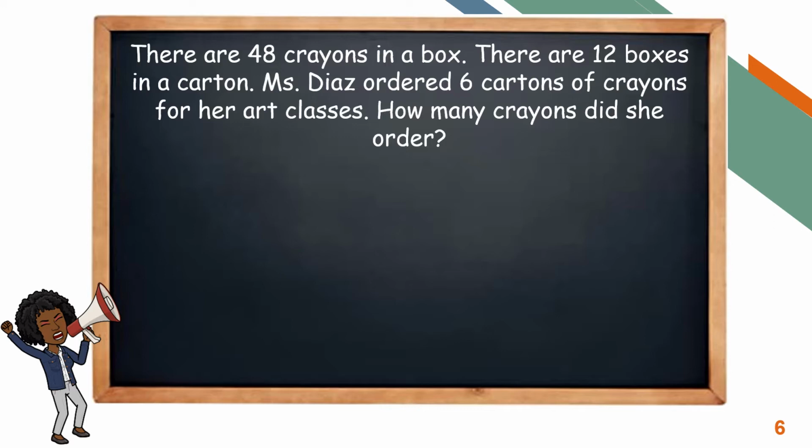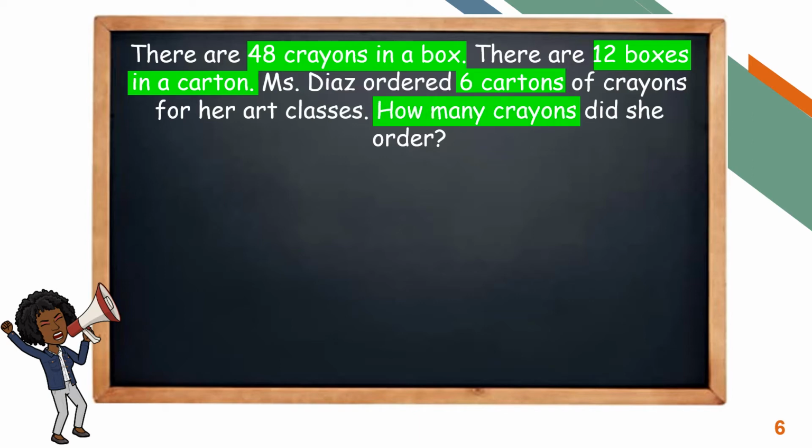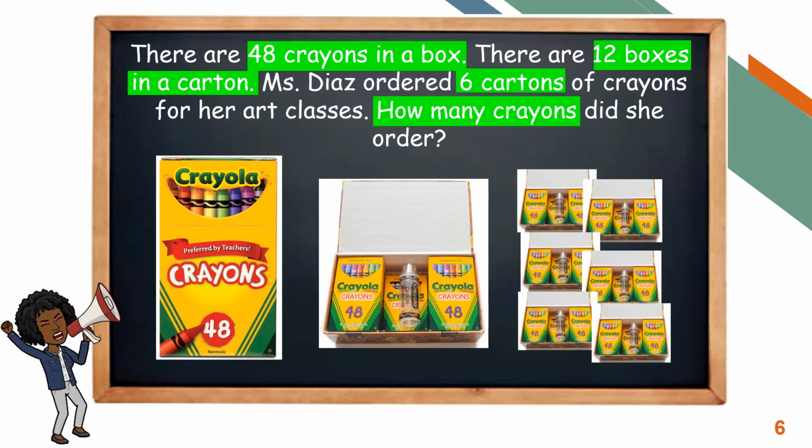The first thing we find out when reading this problem is that there are 48 crayons in a box. Then we find out there are 12 boxes in a carton. Then we know there are 6 cartons of crayons that she ordered. Most importantly, the question is asking us to find how many crayons she ordered. If you could picture each piece of information, it would look like this. You can visualize information as you read a problem to help you see what's happening to the numbers and how combining information can help you solve it.